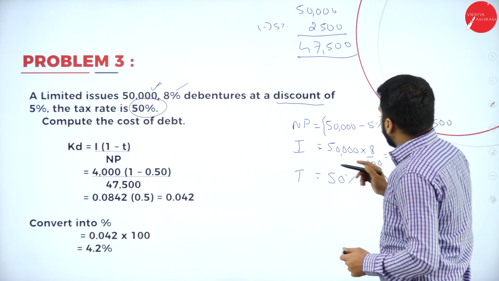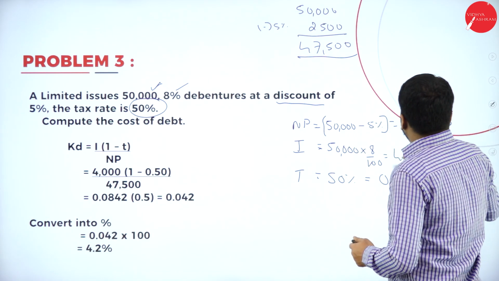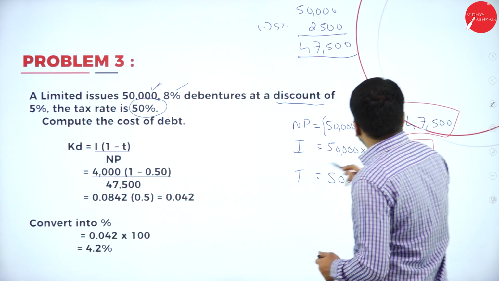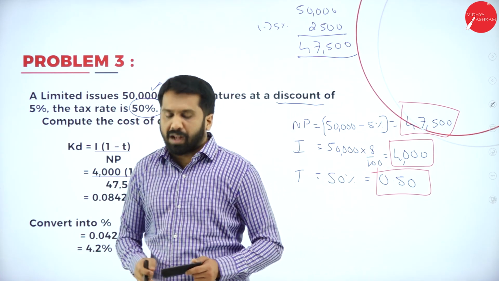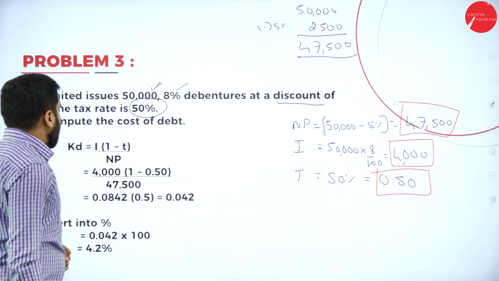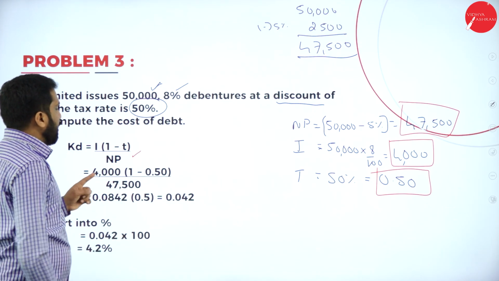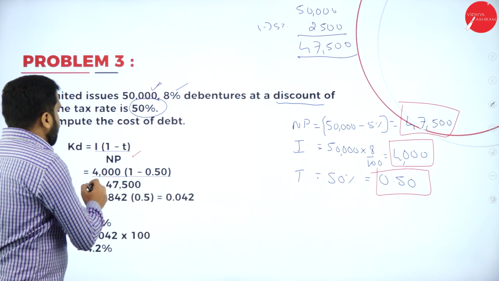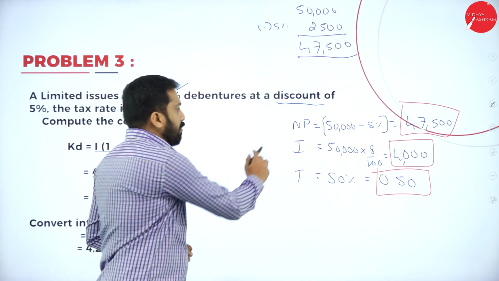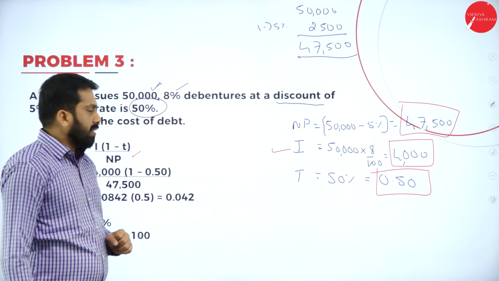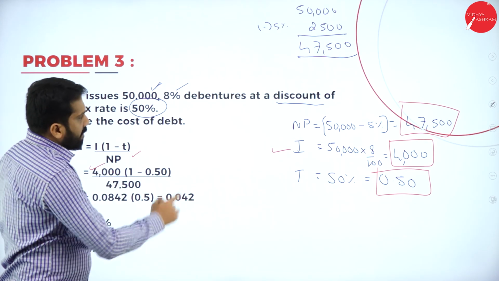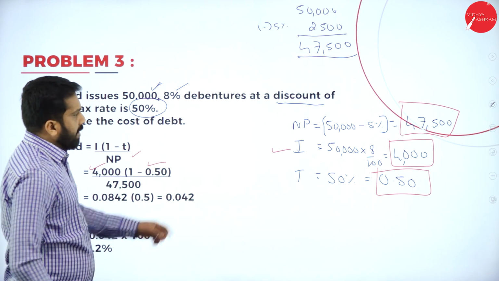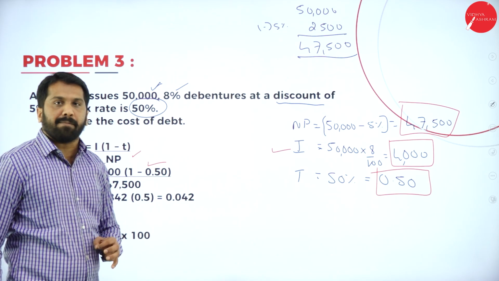So up to this, we calculated. Now, what is the answer? 47,500, 4,000, 0.50. What is your formula? I into 1 minus T, whole divided by NP. What is the I? Interest is 4,000. 1 minus your tax rate, 0.50. And 47,500 as we calculated is your net proceeds.